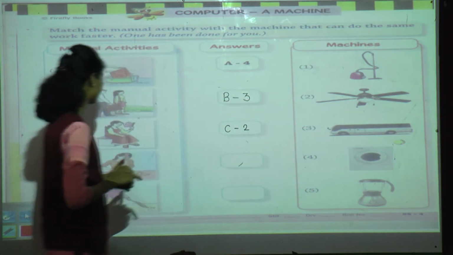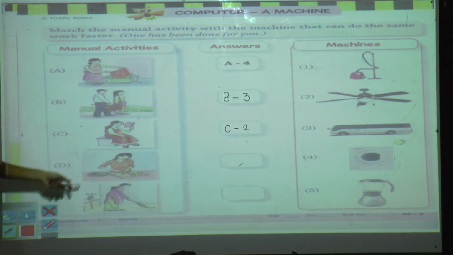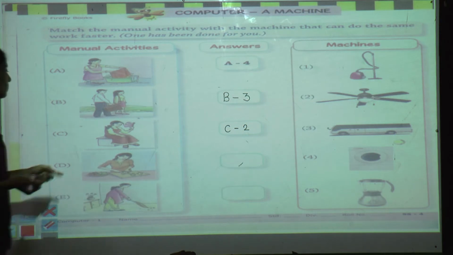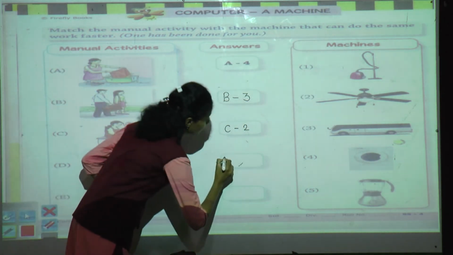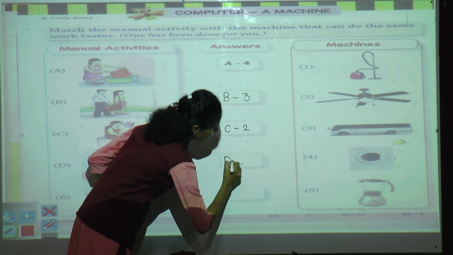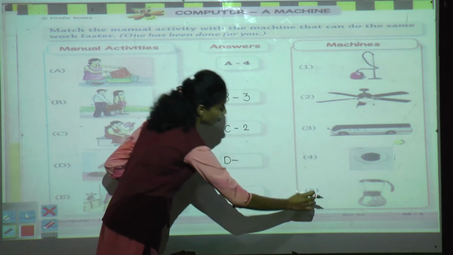Second number. Now, what is this? This woman is cutting something. Then what is useful for cutting? We are using the mixer. What is the letter here? D. And what is the number of mixer? Good, 5.